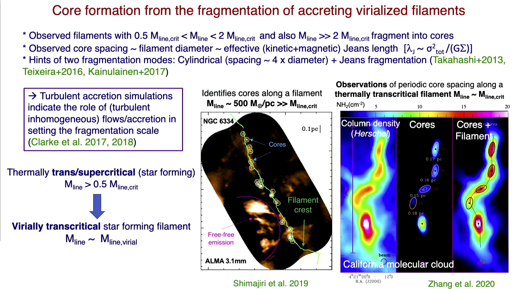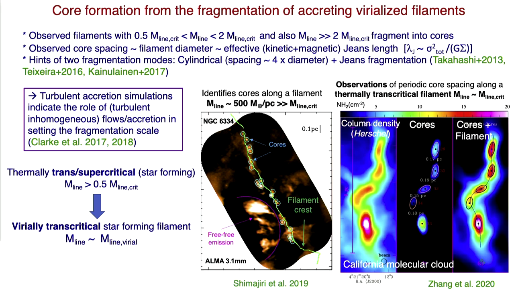Also, there are observational signatures that there are two modes of fragmentation, a large-scale mode and a small-scale fragmentation mode. And simulations showing filaments accreting matter from the surrounding medium show that they can fragment and reproduce this observed spacing of cores, which suggests that these filaments are not isolated, but are in the interstellar medium and accreting from it.